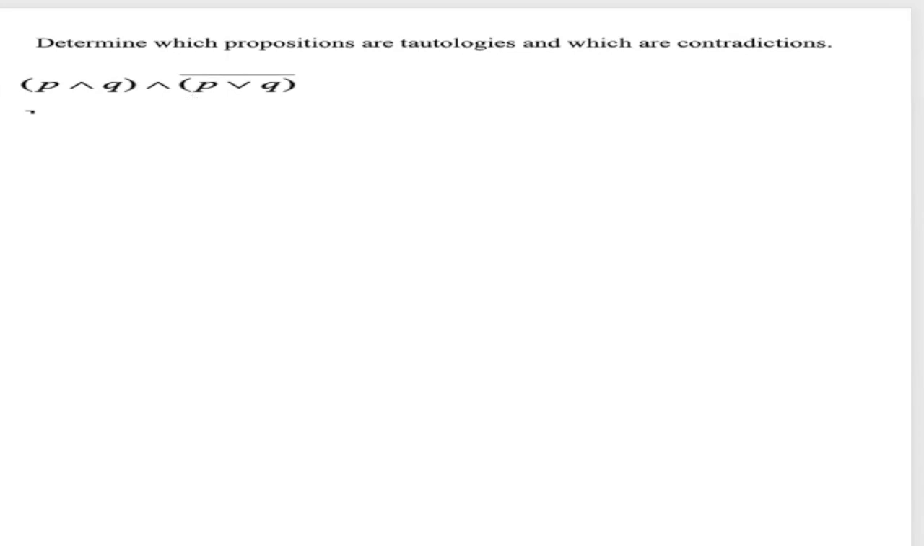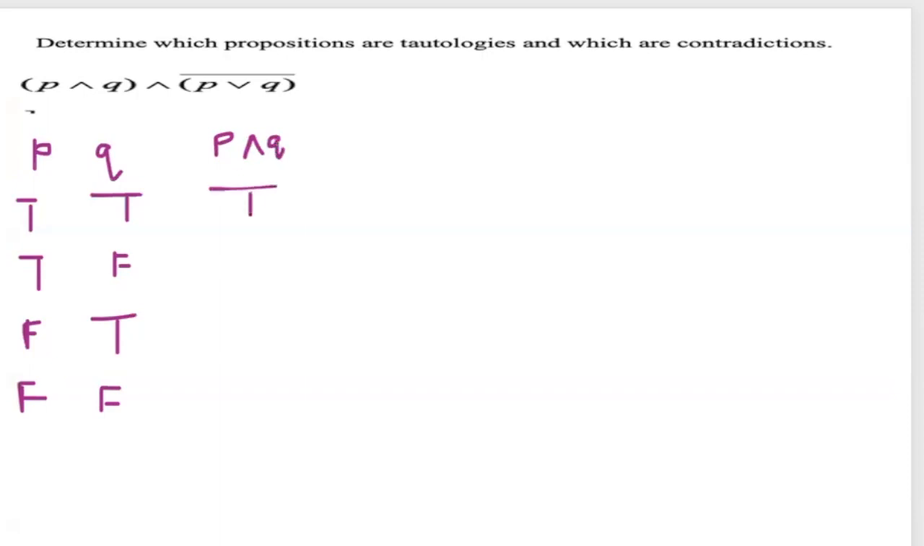Now the fact that I have two letters, which are P and Q, means I will have four rows. So for P, I will start with two true, and then two false, then true, false, true, false. Now I have P and Q. We know with and, two true is a true, but everything else is a false.